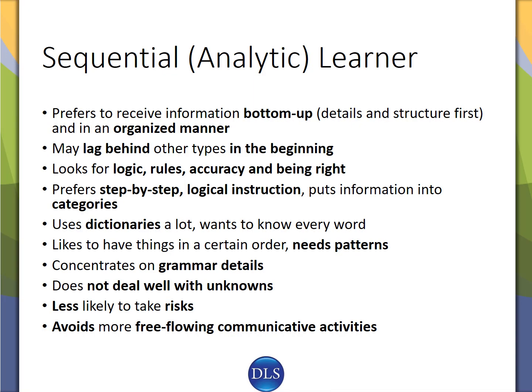Sequential learners, who can also be called analytic learners, prefer to learn from the bottom up, learning the details and structure first. These learners prefer to learn details about grammar or individual rules one at a time. This can cause them to lag behind the other type, global learners, in the beginning. Sequential learners prefer logic, rules, and accuracy. They like to be right. They also prefer step-by-step, logical instruction, and putting information into categories. These learners tend to use the dictionary a lot, and they like to know every single word. They do not like not knowing something, and they don't like to take risks. They avoid activities that don't have a lot of structure.